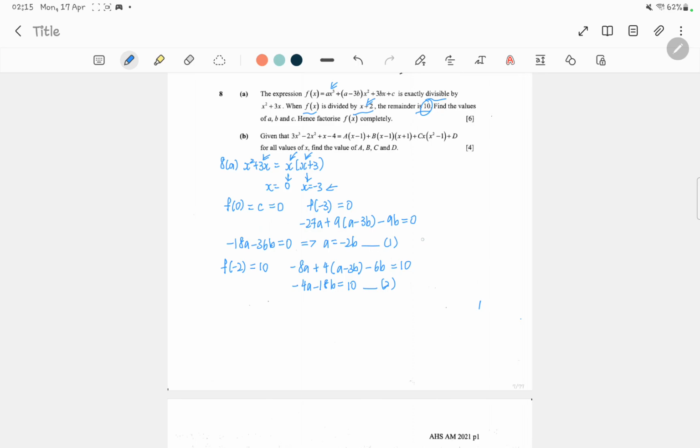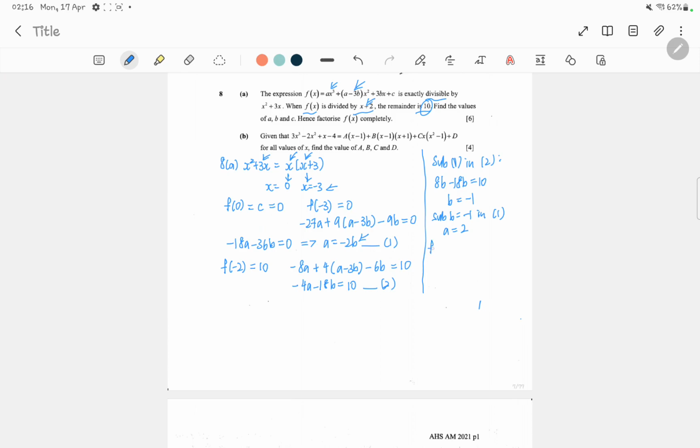Because there's no space, I'm going to write it here. I'm going to substitute equation 1 into equation 2. This means that we have 8b minus 18b equals 10, which means that b equals minus 1. Now, because b equals minus 1, substituting b equals minus 1 into equation 1, we get that a equals 2. So now we have our a, our b, and our c. Let's put it all back in.